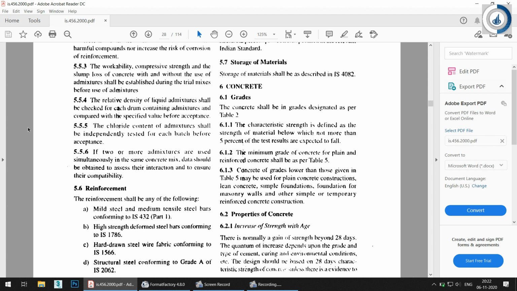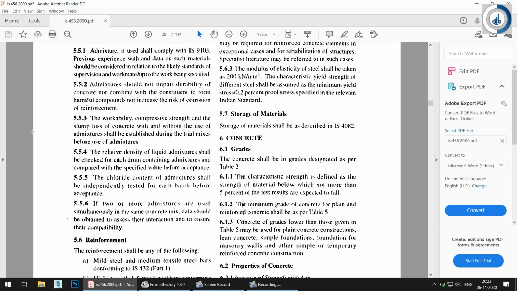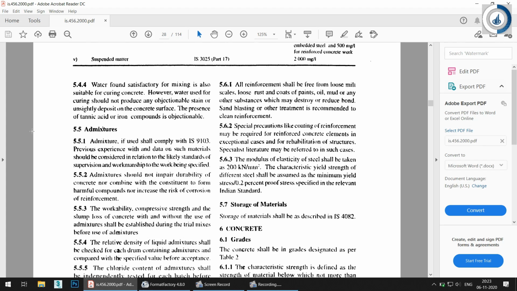Any of the reinforcement can be used, that is mild steel and medium tensile, high strength deformed, hard drawn steel wire fabric conforming to IS 1566, then structural steel conforming to grade A of IS 2062. So these are the steels you can use. And all reinforcements shall be free from loose materials, loose rust and coats of paints. So everything should be clean.